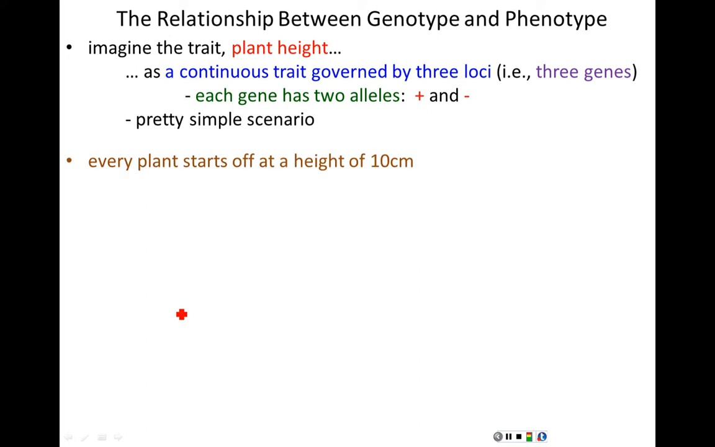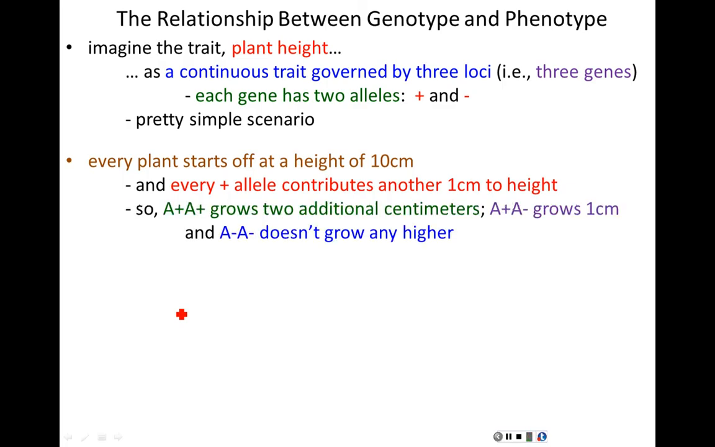Every single plant, regardless of its genotype, starts off at a height of 10 centimeters. And then, for every plus allele that plant has at any of those 3 loci, we add another centimeter of height to the organism. This is a very traditional kind of scenario. We have 3 genes, but we have a diploid organism, so there are 6 alleles there, right? The organism can be homozygotic plus, heterozygotic plus minus, or homozygotic negative.